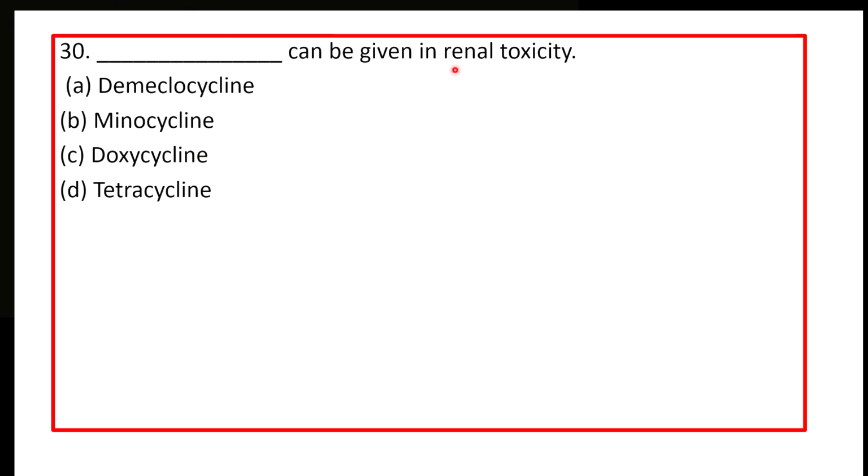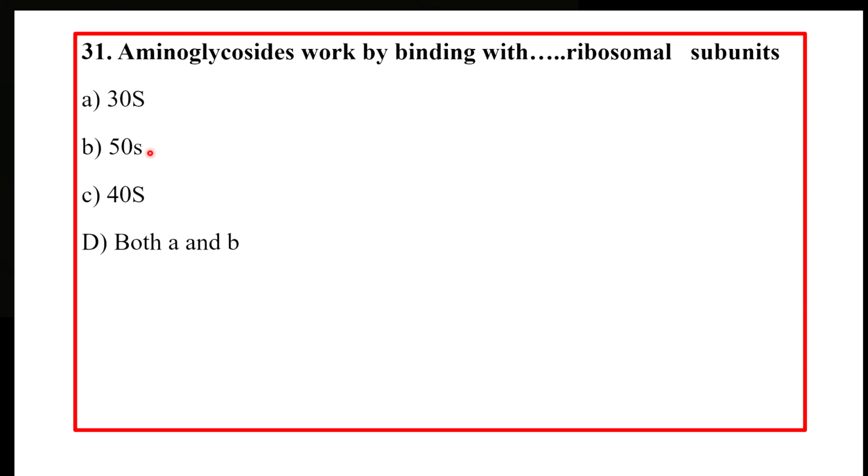Dash can be given in renal toxicity. If you have kidney toxicity or any kind of kidney disease, which drug can be given? The options are demeclocycline, minocycline, doxycycline and tetracycline. These are the four options. Let me know the answer. Exactly, option C, doxycycline, is a very important drug in renal toxicity.